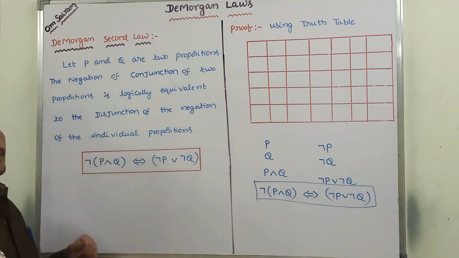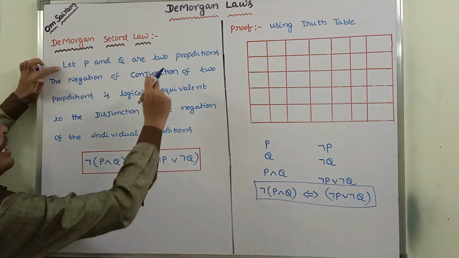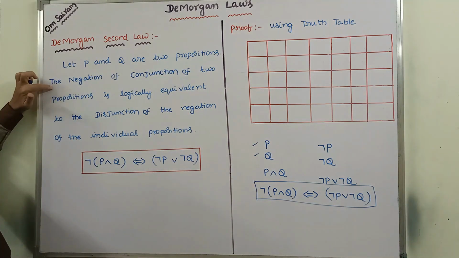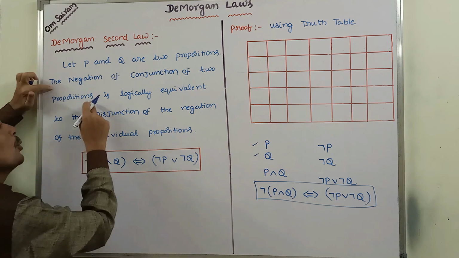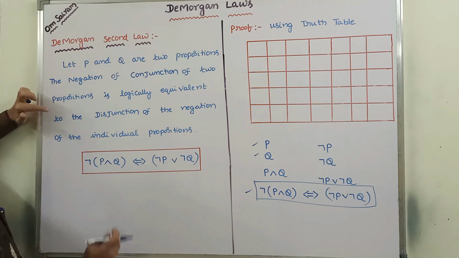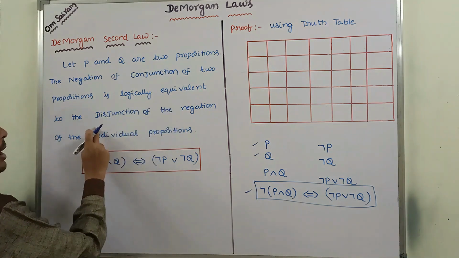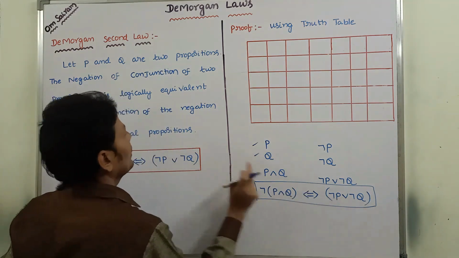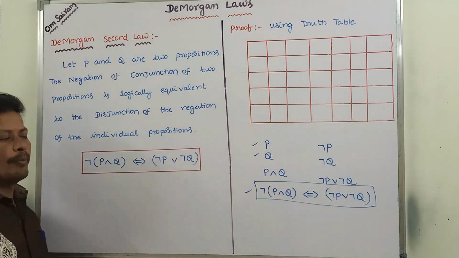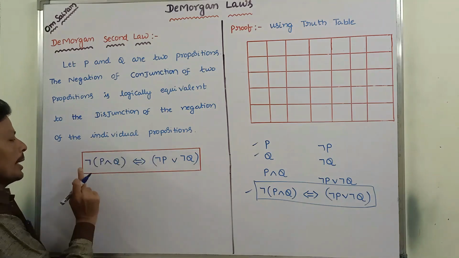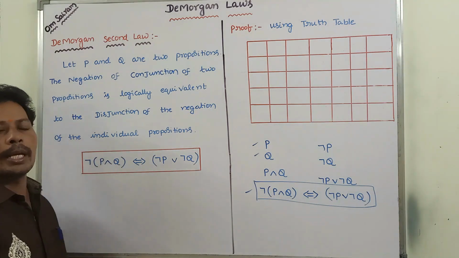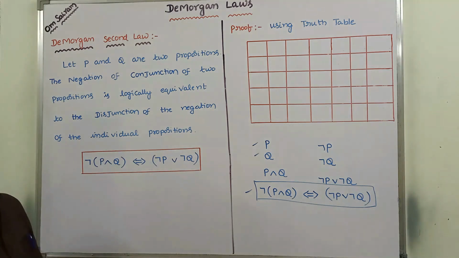Now we can go for the statement. Let P and Q be two propositions. The negation of the conjunction of two propositions is logically equivalent to the disjunction of the negation of the individual propositions. So the negation of P and Q is logically equivalent to negation P or negation Q.